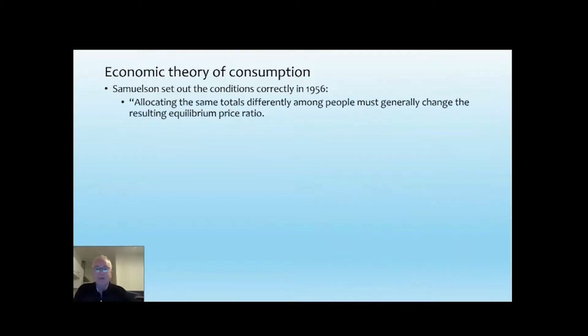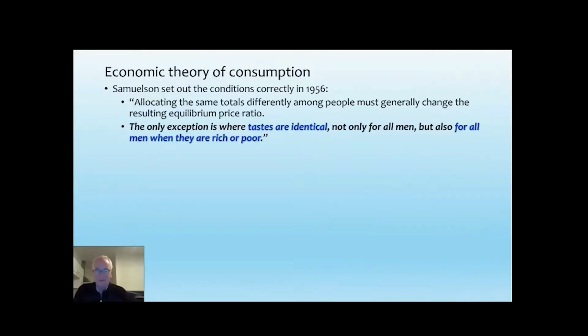Well, this is hilarious because Samuelson actually set up these conditions correctly back in 1956. He said, "Allocating the same totals differently among people must generally change the resulting equilibrium price ratio. The only exception is where tastes are identical, not only for all men, but also for all men, whether they are rich or poor." Now, if that doesn't strike you as absurd, there's something wrong with your reasoning capacities.